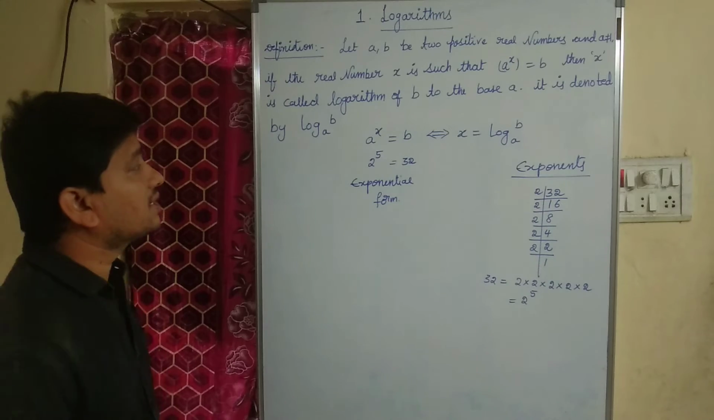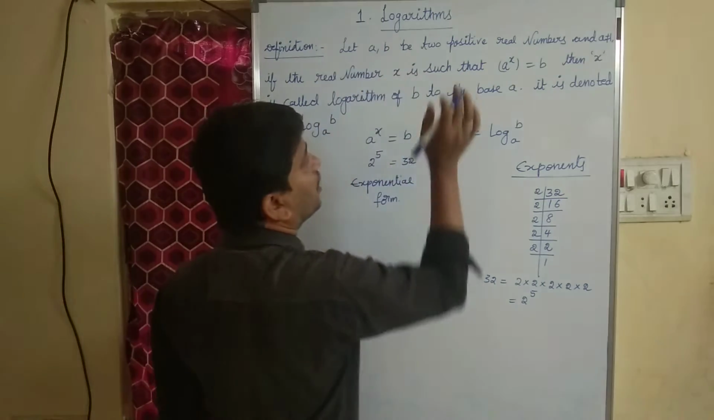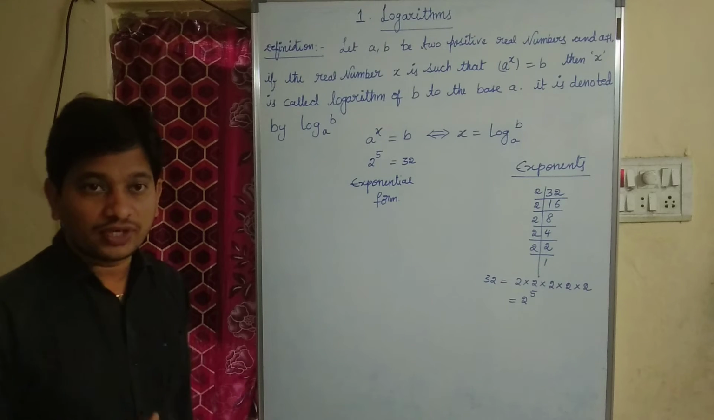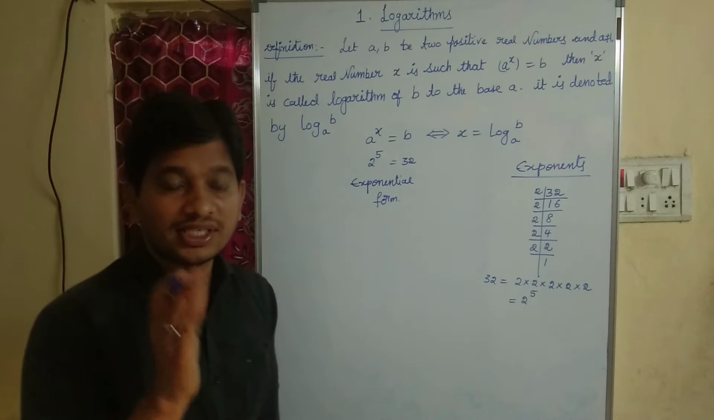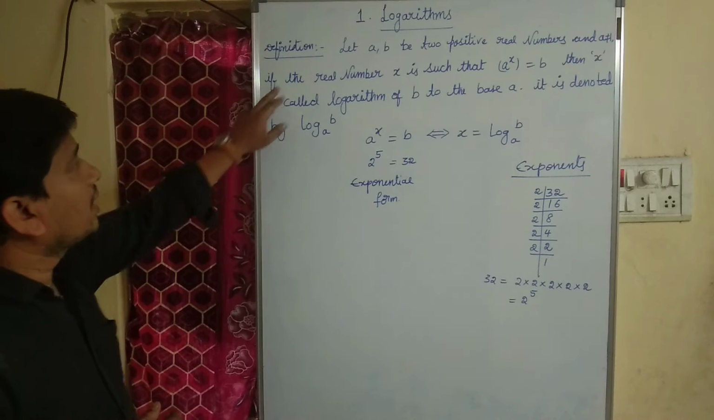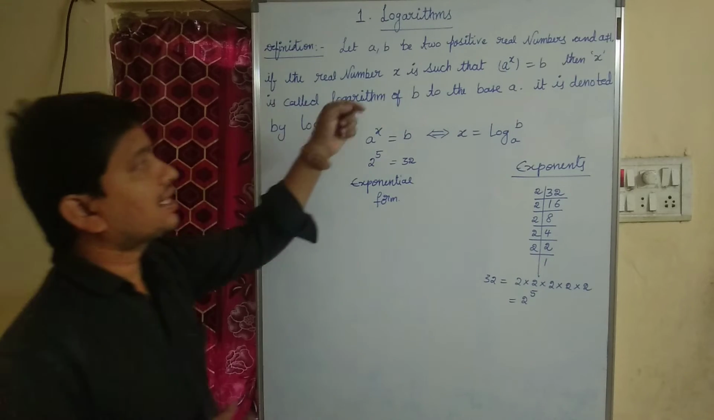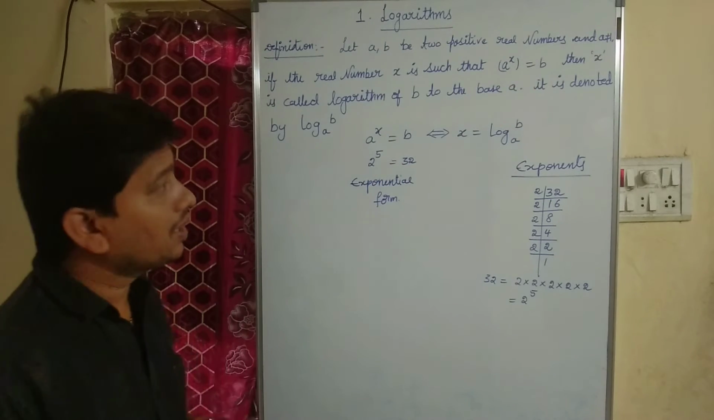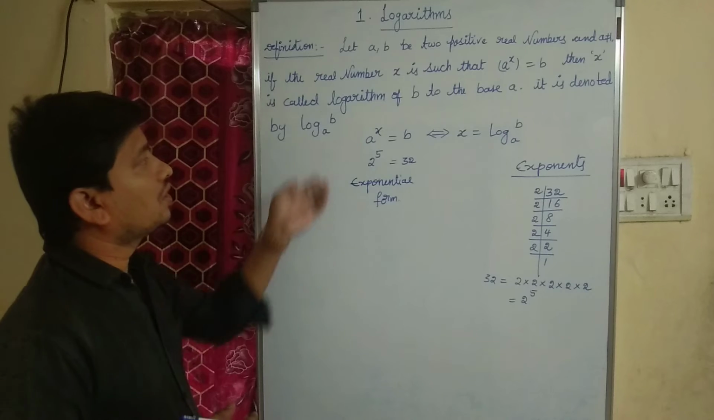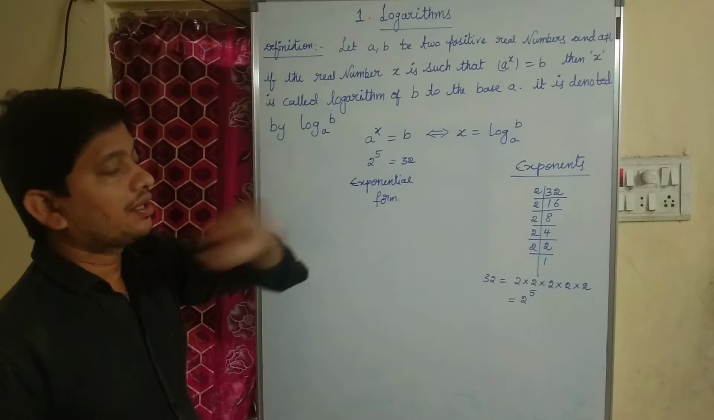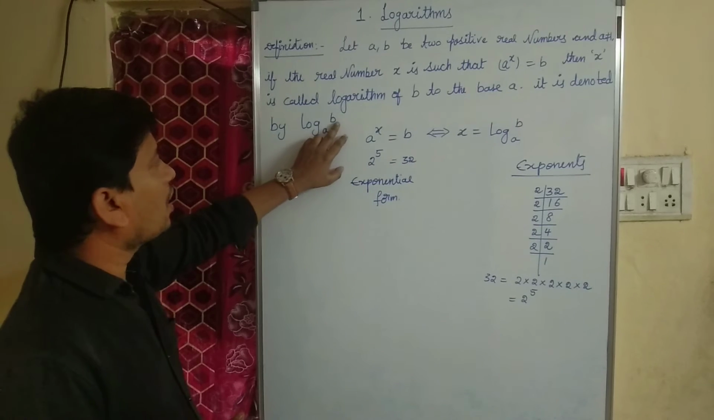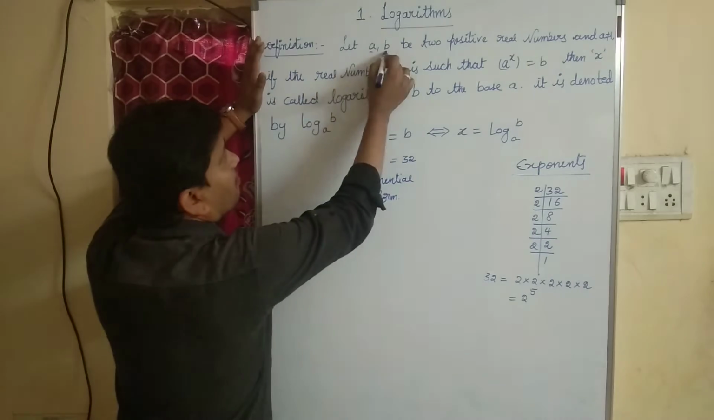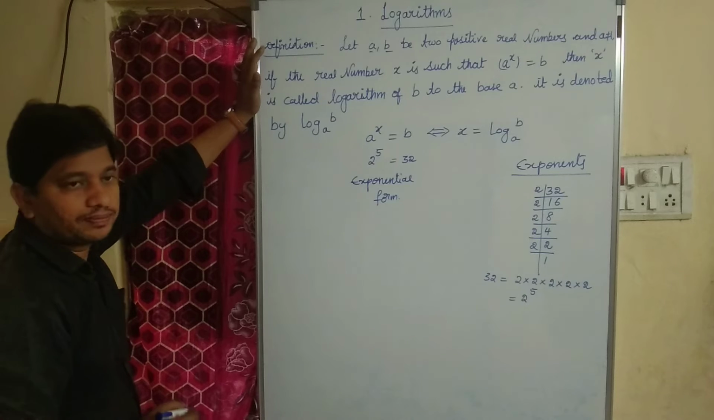The definition of logarithm is: let a and b be two positive real numbers, and a is not equal to 1. If the real number x is such that a power x is equal to b, then x is called the logarithm of b to the base a, and it is denoted by log b to the base a. Simply listen, the first one is a and b are two positive real numbers.